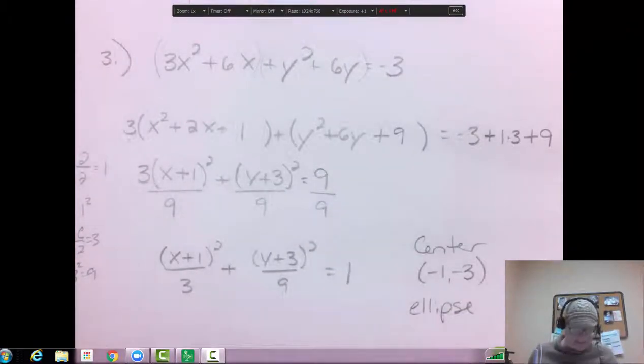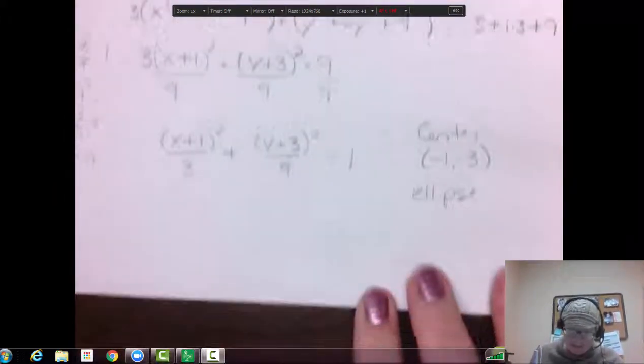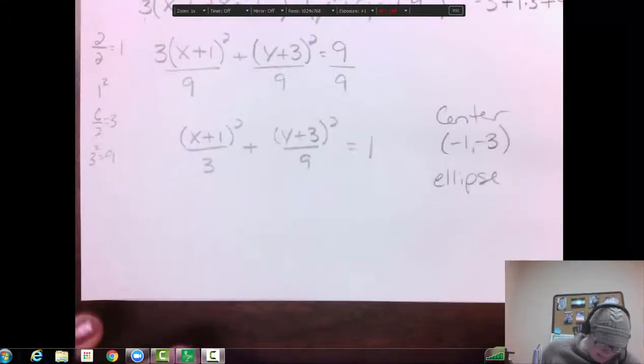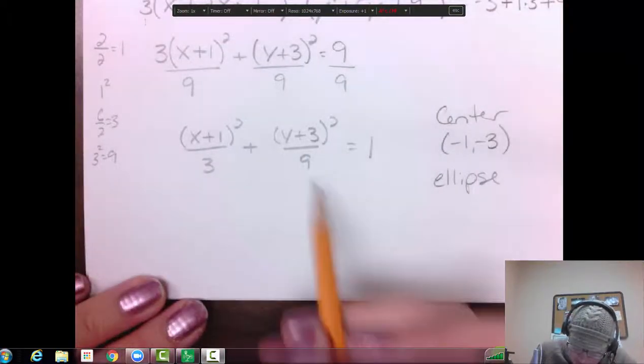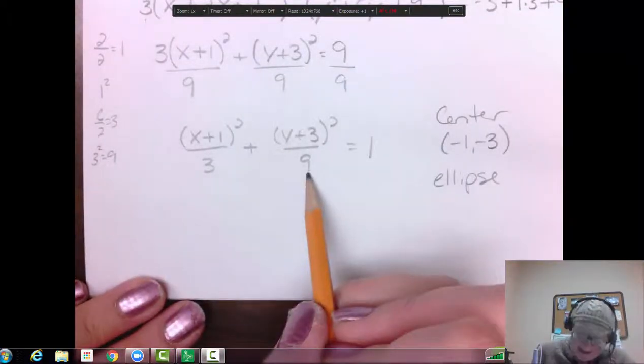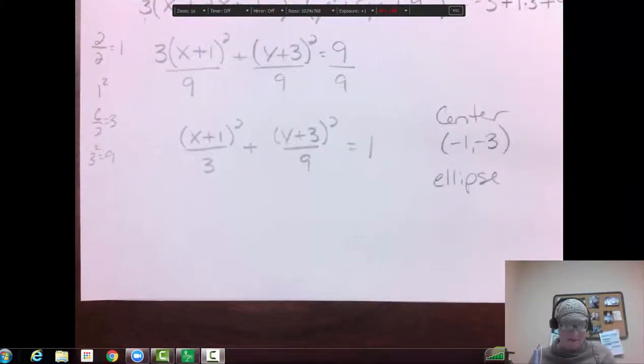You could be asked to find the focus, and remember, we've done that one before, but I'm going to do it because it's a little trickier to find the focus when your center is not at (0, 0). So I'm going to move my paper up here a little. Let's go ahead and find that center. Also notice the bigger number is under the y. That does play a role in the focus.